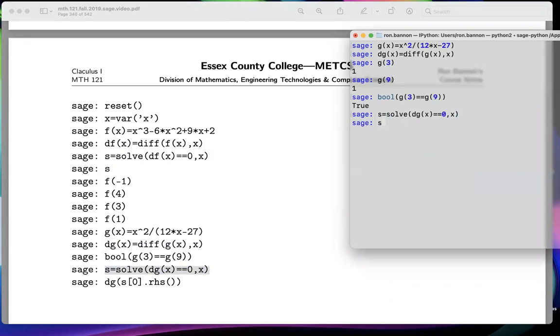Let me display S for you. And it says S is 9/2 and 0. All right, let's talk about where this is coming from. It looks like they're talking about Rolle's theorem.